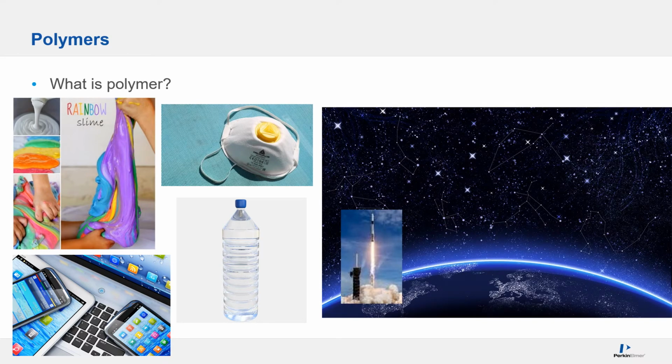To Elon Musk, the whole universe is probably a polymer composed of many repeated galaxies. And don't forget his Tesla Roadster, made mostly with polymers, still flying up there.